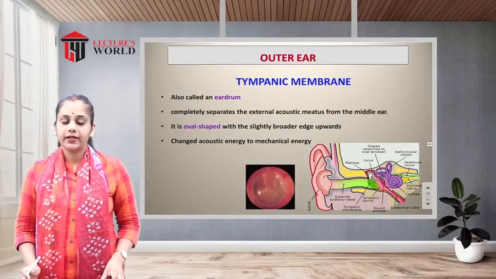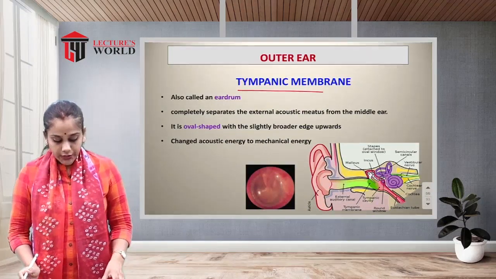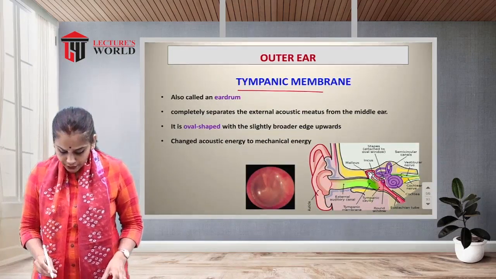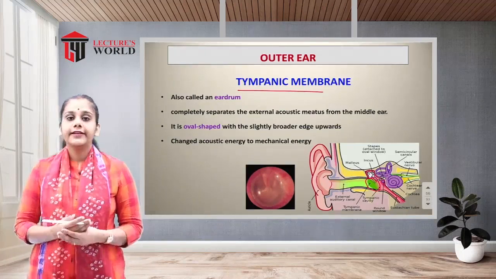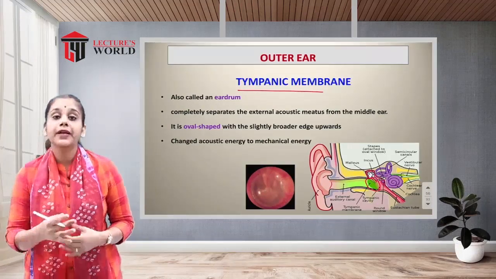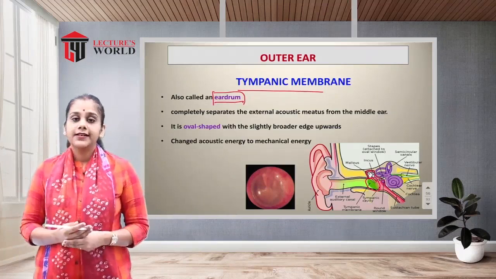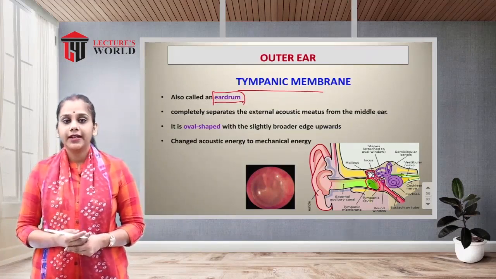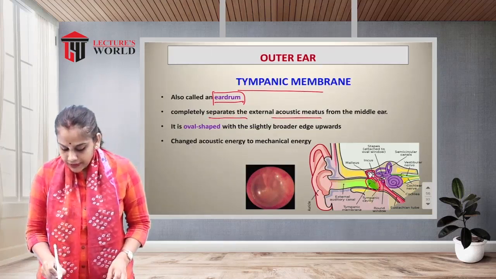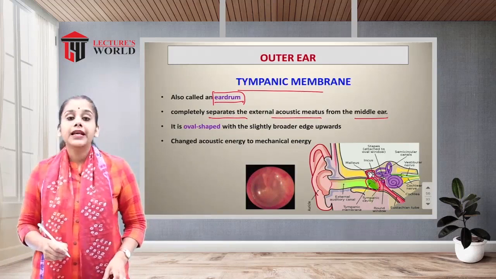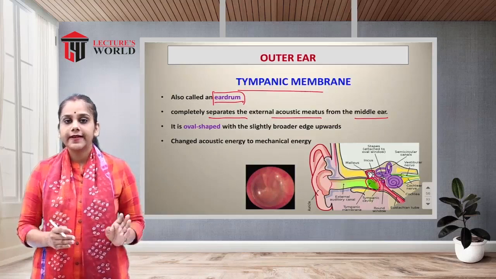Now, in the outer ear, the next part is the tympanic membrane. It is also called the eardrum. You can see here the tympanic membrane in dark green color. The other name of the tympanic membrane is the eardrum. It completely separates the external acoustic meatus from the middle ear. It is a membrane between the external ear and the middle ear.